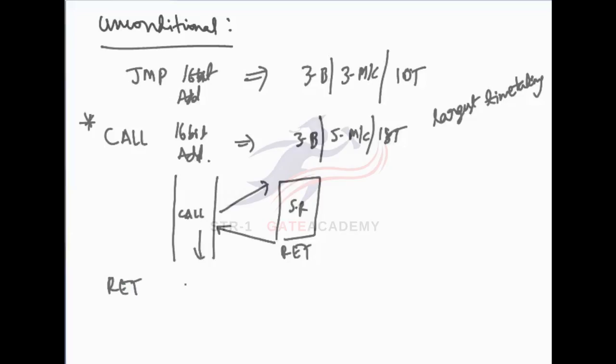Return does not require an address location here. It is directly a 1-byte instruction, with 3 machine cycles, and the number of T states is 10. Right? So all these are branch control instructions.